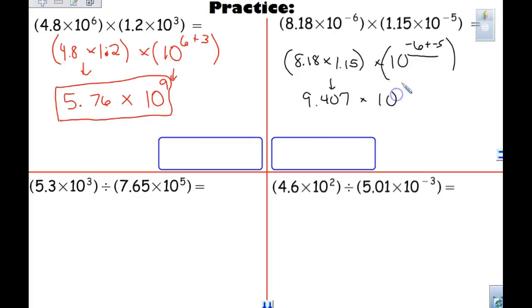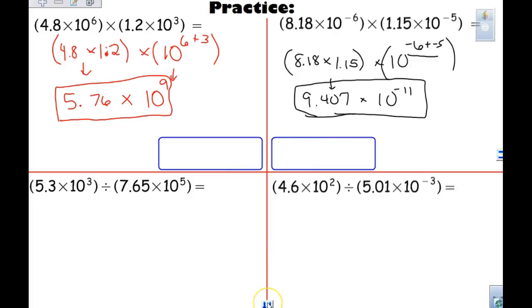9.407 times. Peter had said he thought this was going to be negative 1, right? It's not negative 1. What are we doing when you add negative 5 and negative 6? What should I be getting? Negative 11. Is this written in scientific notation? First number between 1 and 10, times 10 to a power. We are done. We can have negative exponents in scientific notation. We can't when we are just looking at single numbers, right?